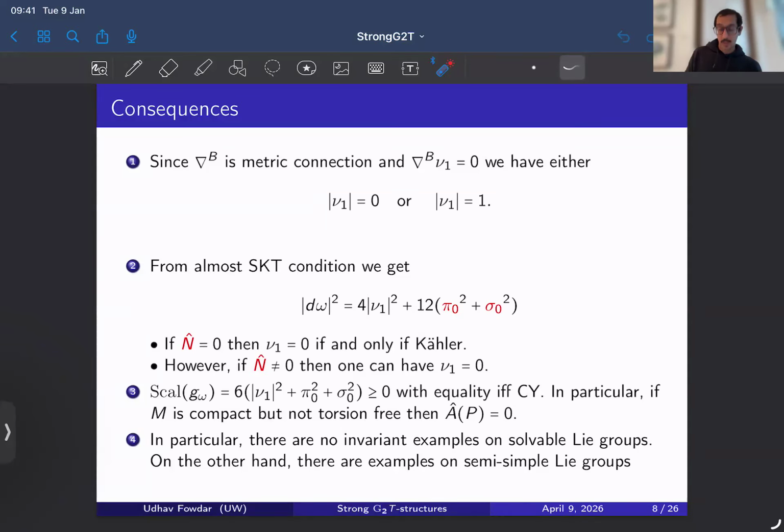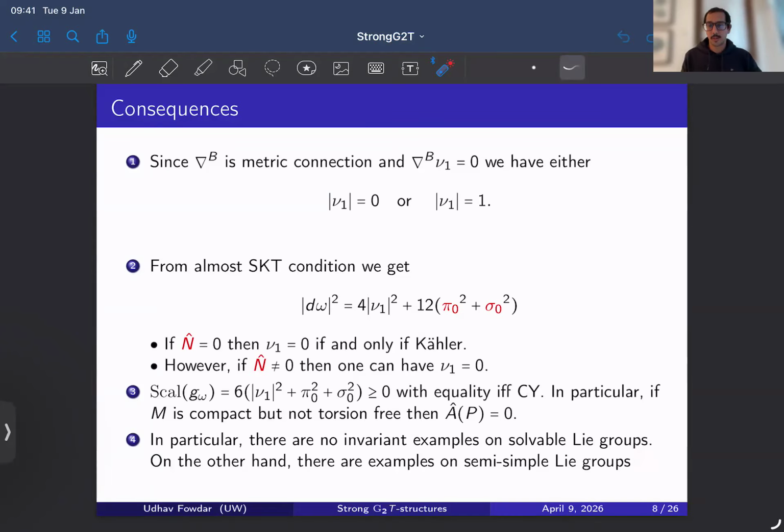In particular, what you deduce from this is that there are, in fact, no examples on solvable Lie groups, because on any solvable Lie group with a left invariant metric, the scalar curvature is always negative, and 0 if and only if it is a flat torus up to cover. So this means that if there are examples on Lie groups, it had to be only on semi-simple. You cannot have any other cases. Okay, so let me give one example.